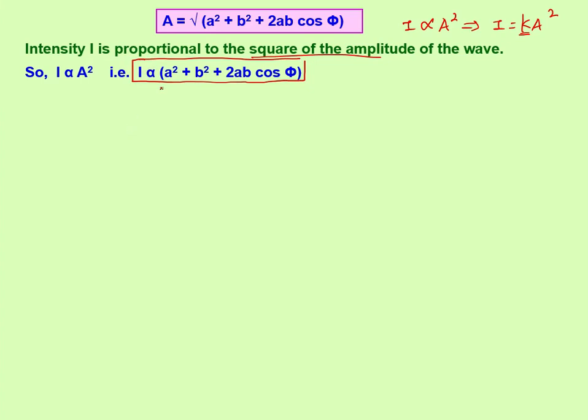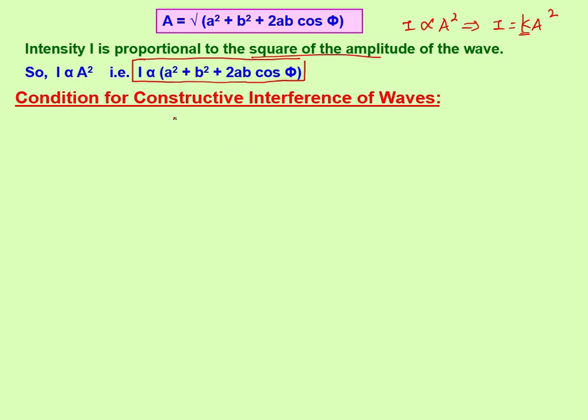Correct? Now, this intensity of resultant wave will be maximum. Remember the first slide. Constructive interference will give bright fringes. Destructive interference will give dark fringes. Fringe or band will be bright if this intensity is maximum. So if constructive interference takes place, this intensity will be maximum.